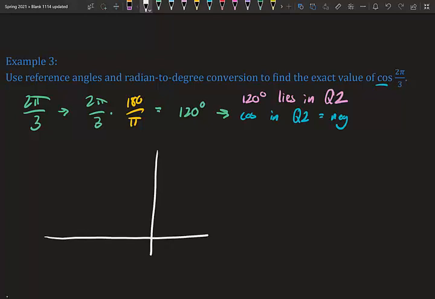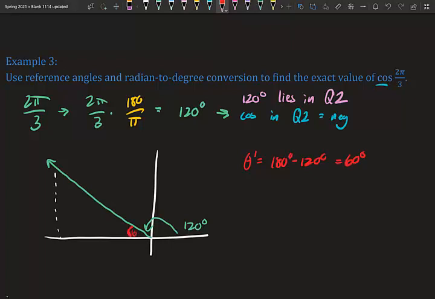So we're in quadrant 2, and we have this angle of 120 degrees. So now we need to find our reference angle. To find our reference angle, we do 180 minus 120, and we get 60 degrees. So this right here is 60 degrees. So now we know we have a 30, 60, 90. So if that's 60, this is 30 degrees, and this is 90 degrees.